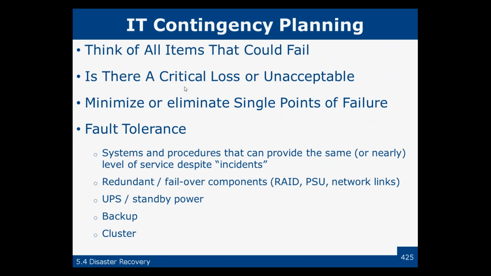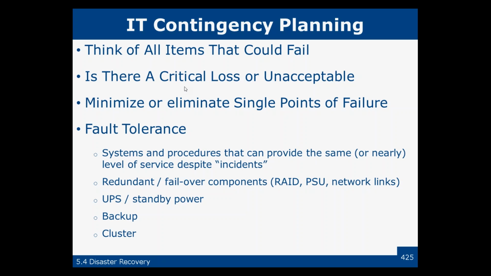Contingency planning. What we have to do is think of all the items that could fail. And when you start thinking about a network, there's a whole lot of them. Anything could fail, obviously. And how many of them could fail at once? What happens if this and that fails? What are our single points of failure? Is there a critical loss or an unacceptable loss? Critical is critical for the ongoing of the business. Unacceptable is we don't want that. So we're going to minimize or eliminate single points of failure and have fault tolerance.